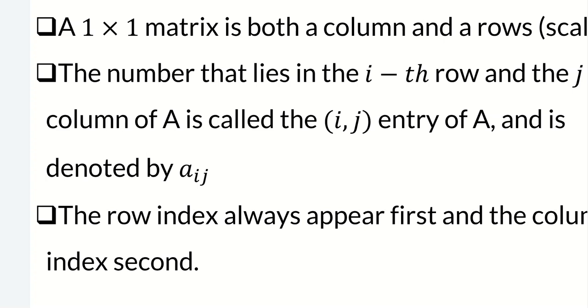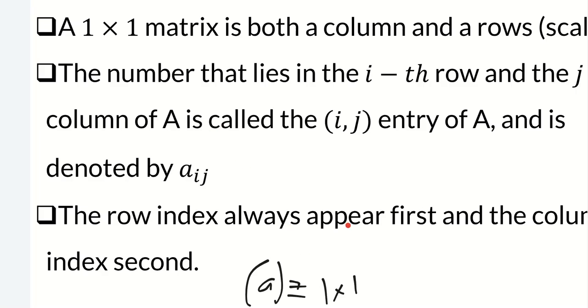A 1 by 1 matrix is just a scalar. So when you have a scalar, that is a 1 by 1 matrix. Why do we need it? We need this purposely for computation. So a scalar is also a 1 by 1 matrix.